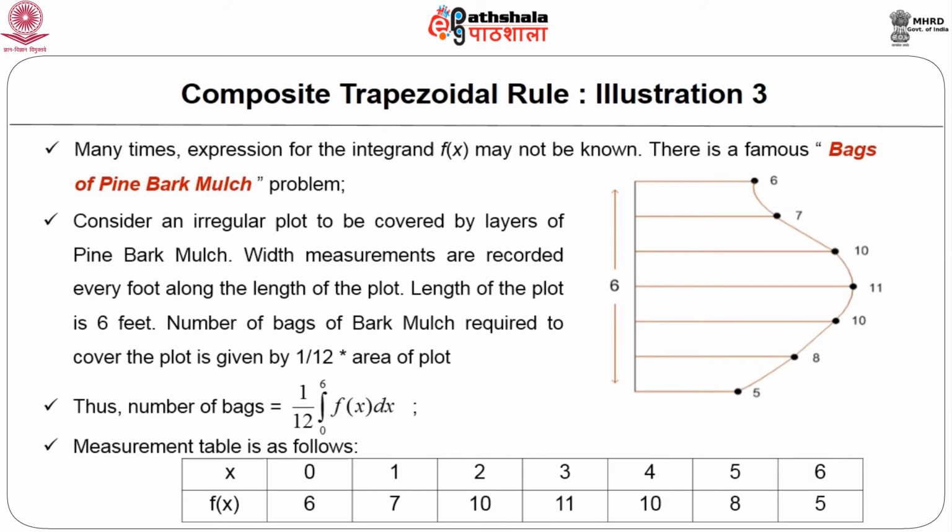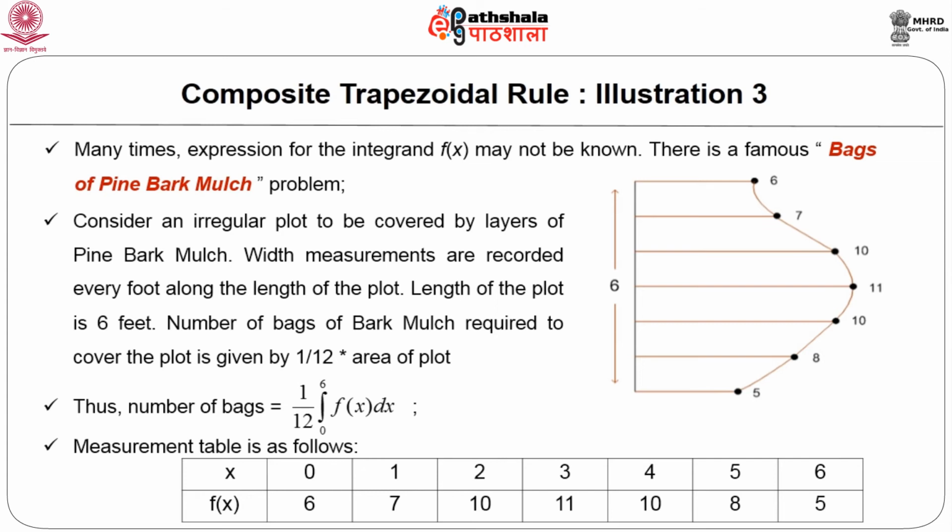A very famous example of it is the famous bags of pine bark mulch problem. I am just presenting a very simplified version of this problem here. It is about a plot of land behind the bungalow that is to be covered with mud of a particular thickness. The bags of mud come in some sizes, and from the size of the bag and the thickness of the layer of mud required, the number of bags is 1 by 12 into the area of the plot.